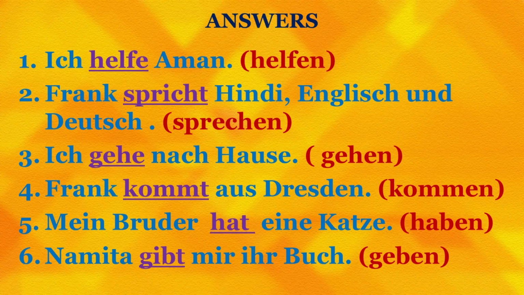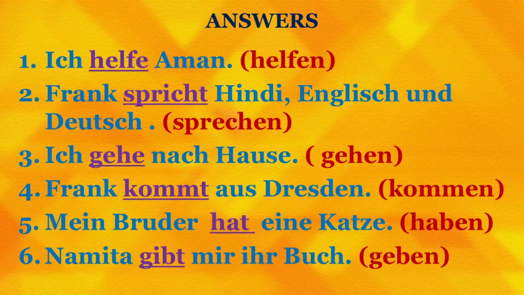Therefore, the correct sentence becomes Frank spricht Hindi, English und Deutsch. Altogether it means Frank speaks Hindi, English and German. Please remember, you need to match the subject and the correct conjugated form. So, the sentence becomes Frank spricht Hindi, English und Deutsch. Frank speaks Hindi, English and German. Let's move to the next sentence now.